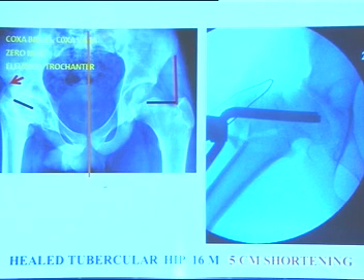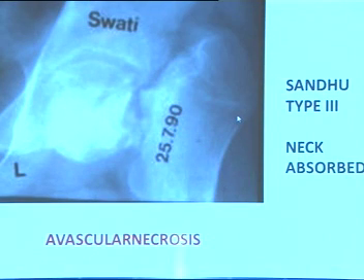Sequelae of healed septic hip or tubercular, coxa vara, elevated trochanter, limited flexion, no abduction. Again, osteotomy combined with lateralization and distalization of trochanter which you find here. That is a good answer. Neglected fracture neck of femur with neck absorbed, Sandhu's type 3, avascular changes with no collapse. Again, osteotomy is a good answer.